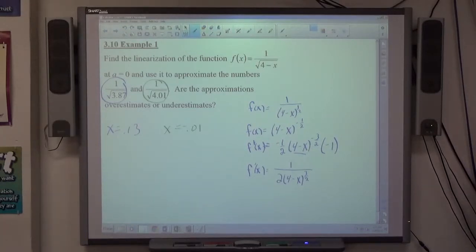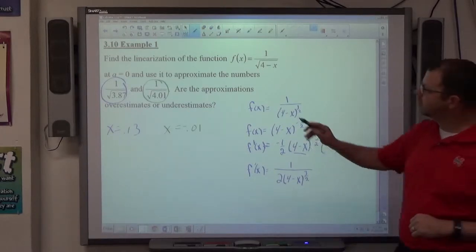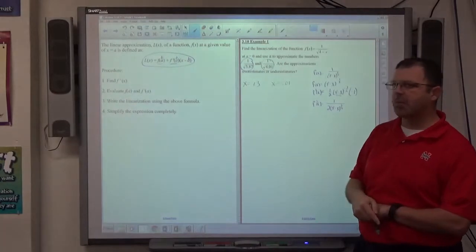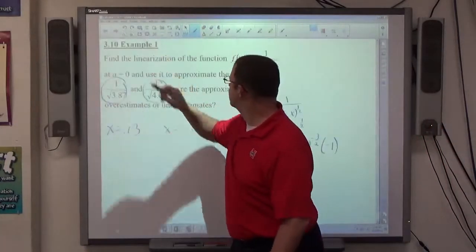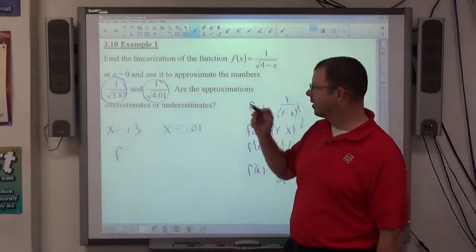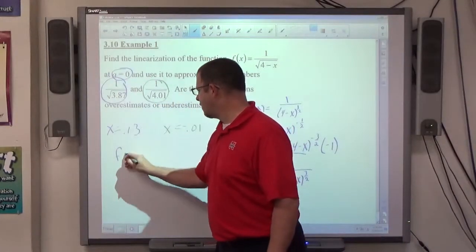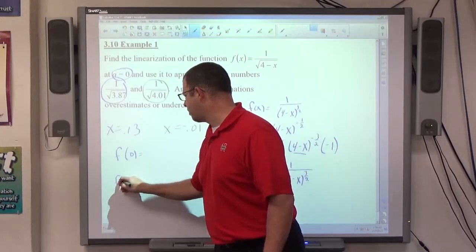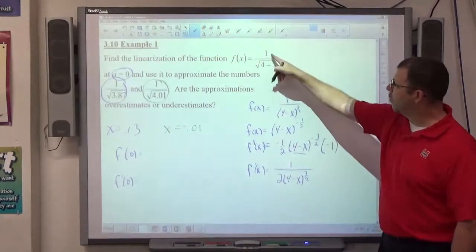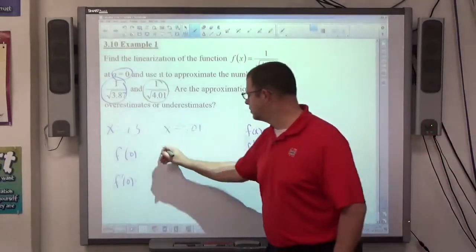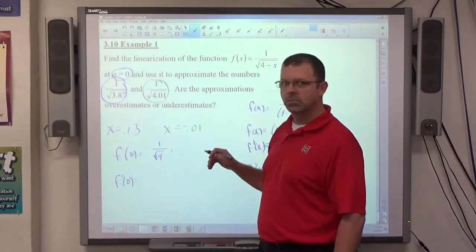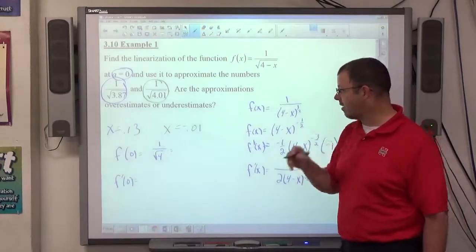Find the derivative. Step 2, going back full page or 2 pages. Step 2, we want to find f of a and f prime of a. Okay, so f of a is equal to what? There, a equals 0. F of 0 equals something, and f prime of 0 equals something. So f of 0 is this function. We're going to get 1 over the square root of 4. What does that equal? 1/2. Very good.